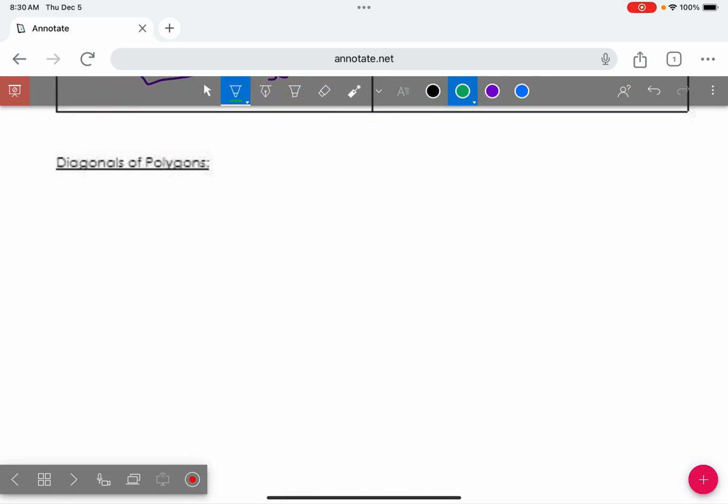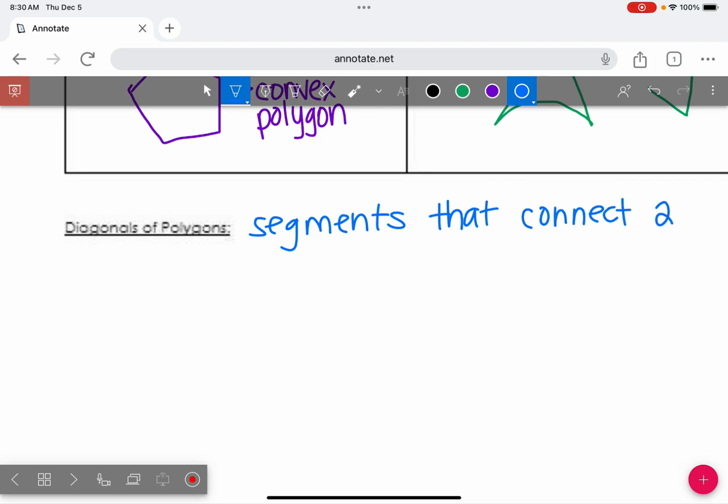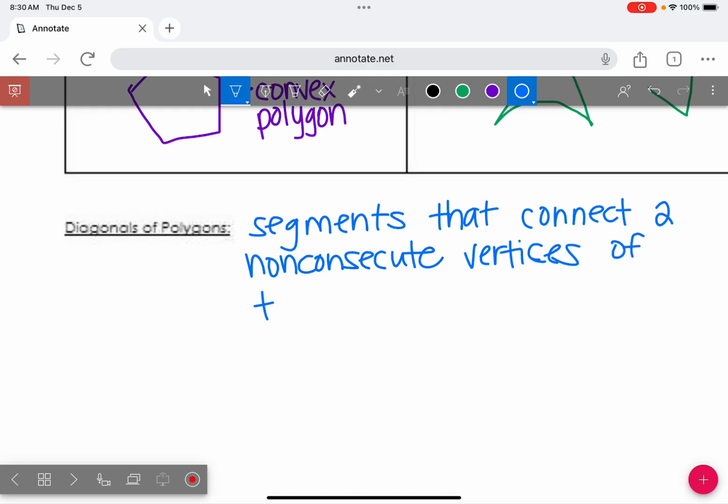Let's talk about diagonals of polygons. So diagonals are the segments that connect two non-consecutive sides or vertices of the polygon. Segments that connect two non-consecutive vertices of the polygon.